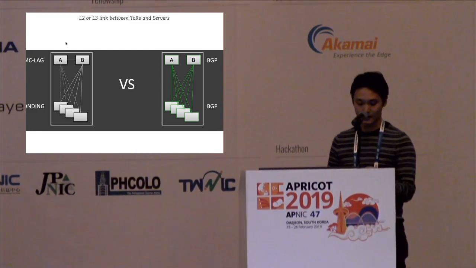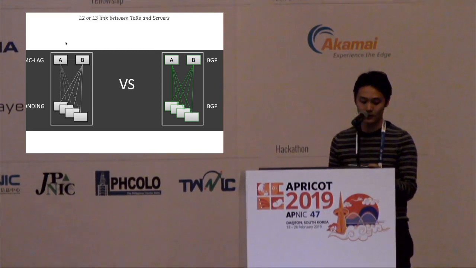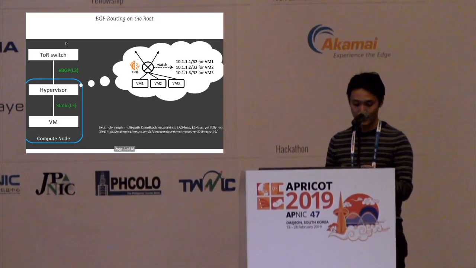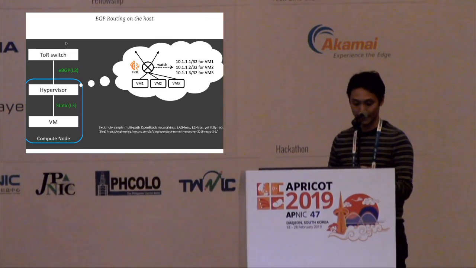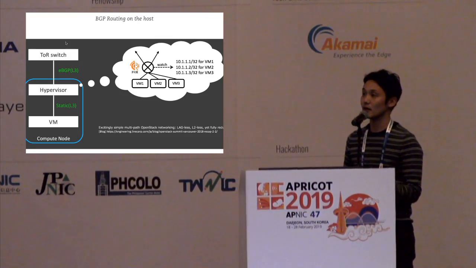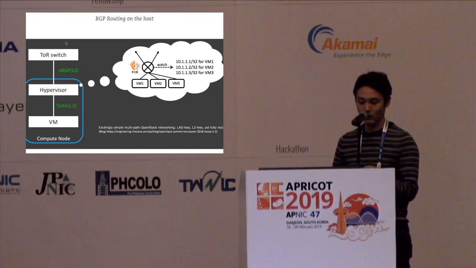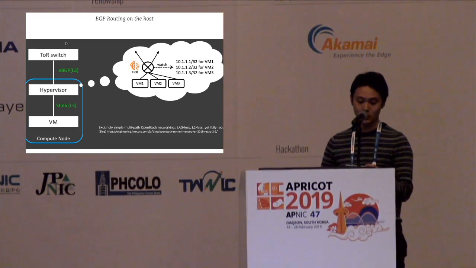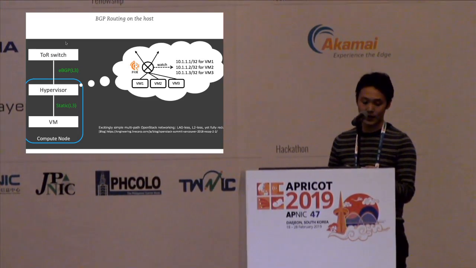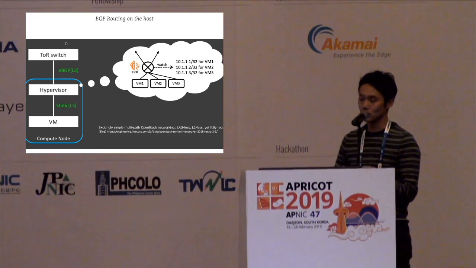But to do this, there's a big requirement: the implementation of BGP routing on servers. In our case, FRR is running on hypervisors and advertises the most specific route, that is /32, of virtual machines to TORs.